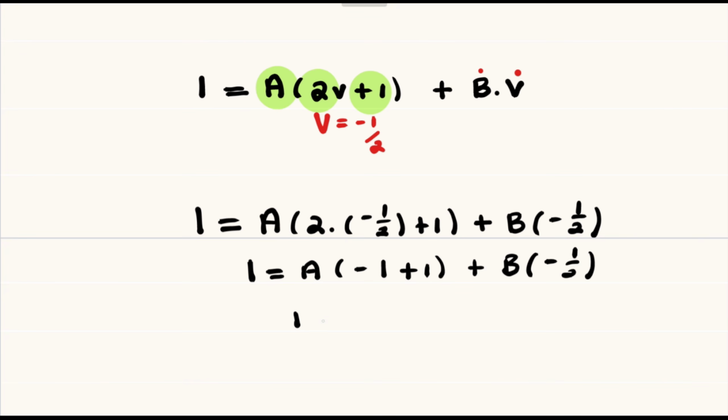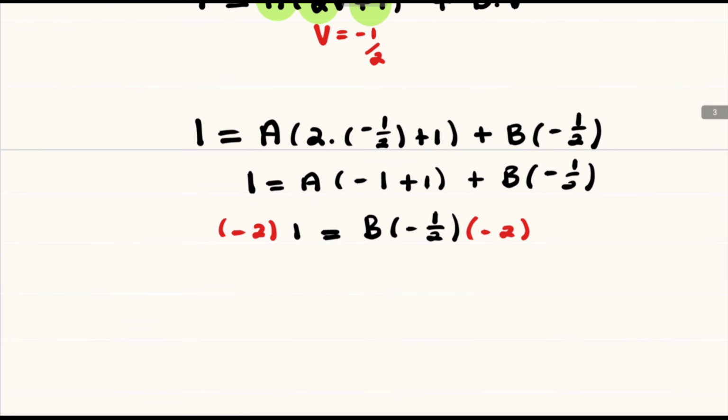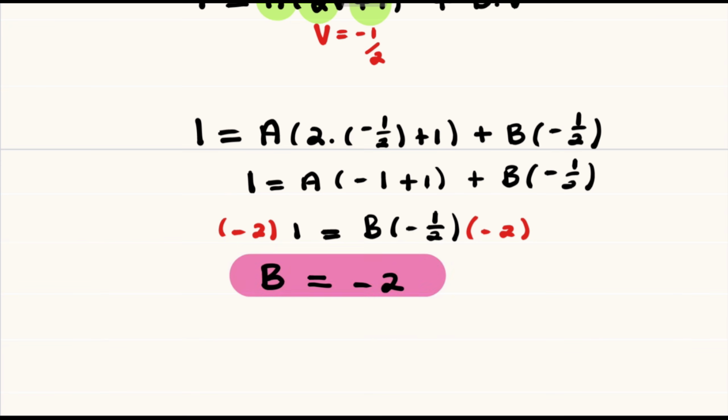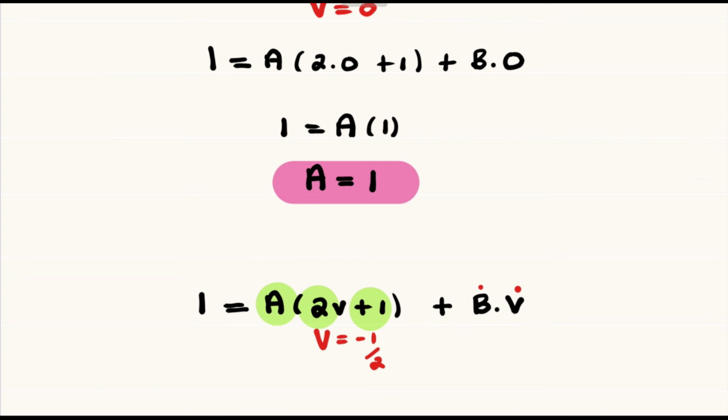Negative 1 plus 1 is 0. 0 times a is 0. So 1 will be equal to b multiplied by negative half. To solve for b, we multiply both sides of the equation by negative 2. Negative 2 multiplied by negative half will be 1. So negative 2 will be equal to b. So now we have determined the b so we can integrate.